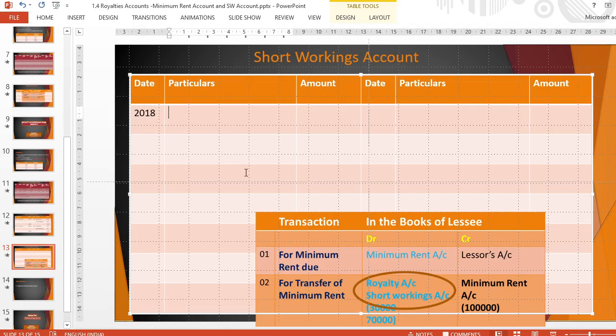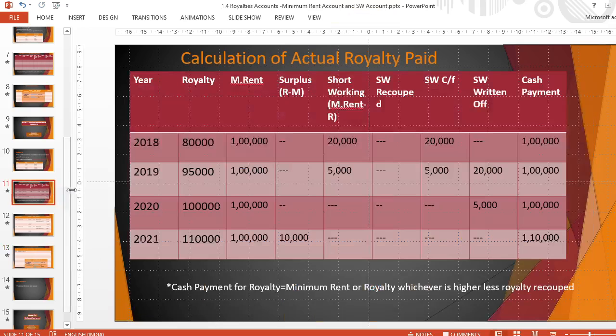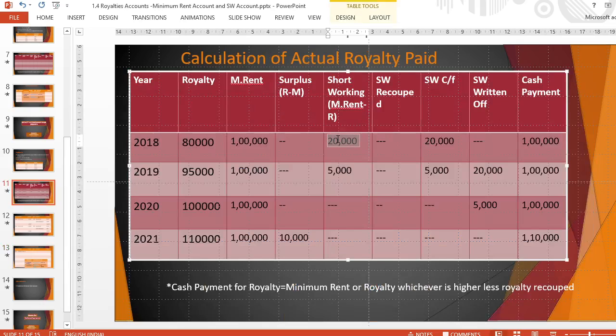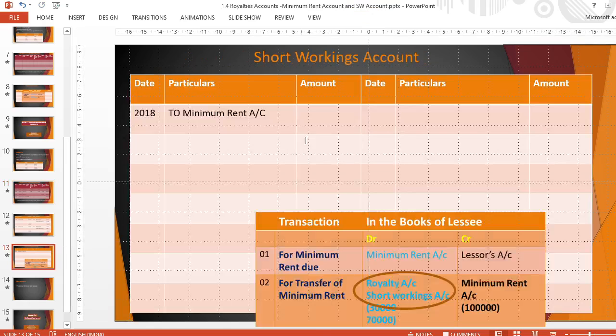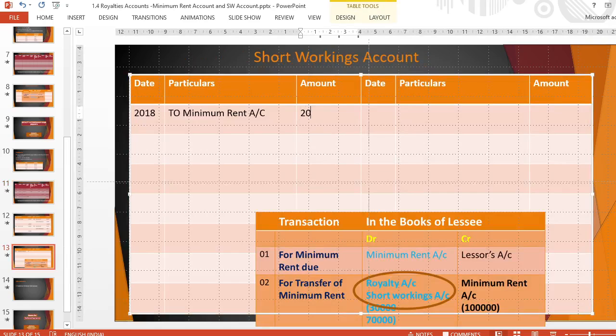As far as 2018, the first entry is royalty account debit, short workings account debits to minimum rent account. But in the ledger of short workings account, we are going to record only one entry: short workings account debit to minimum rent account. Here I need to check the balance. So check the table and check the short working. Here we have a short working of 20,000. So for the year 2018, we have a short working of 20,000 rupees.